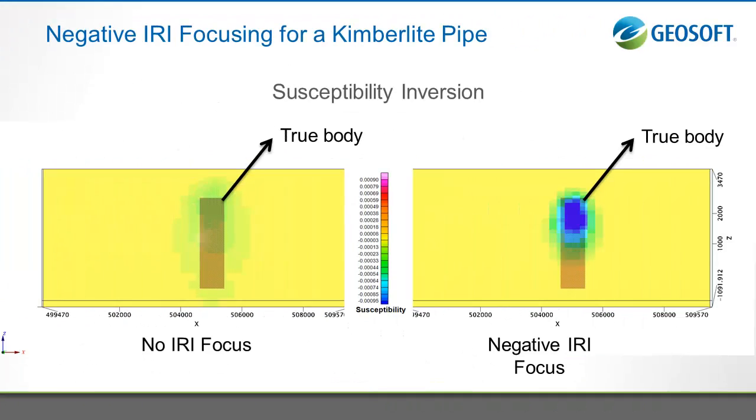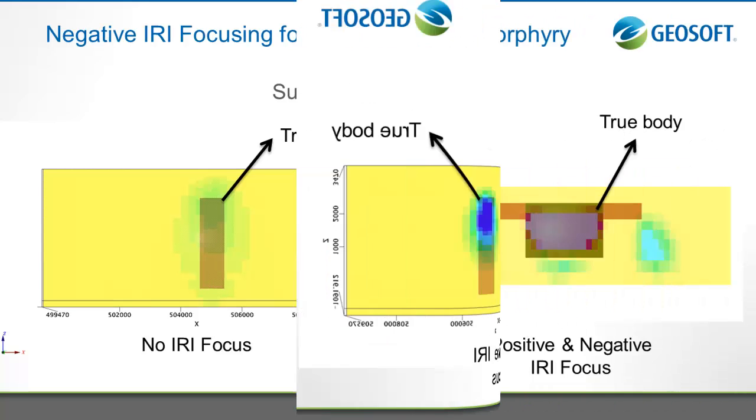Alternatively, if you are attempting to delineate a kimberlite which typically manifests a lower property value than the surrounding rock, you may opt to put more emphasis in the negative end of the distribution and less emphasis on the surrounding rock. In this example, the negative anomaly delineating the kimberlite pipe is much sharper after negative IRI focusing.